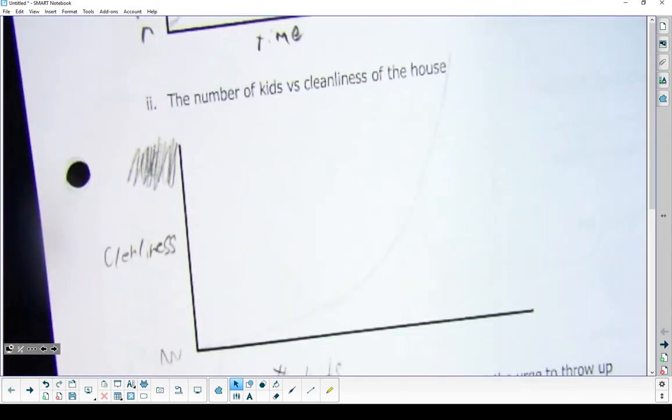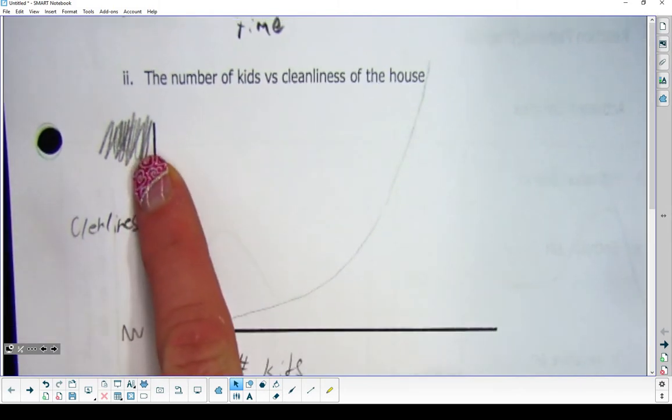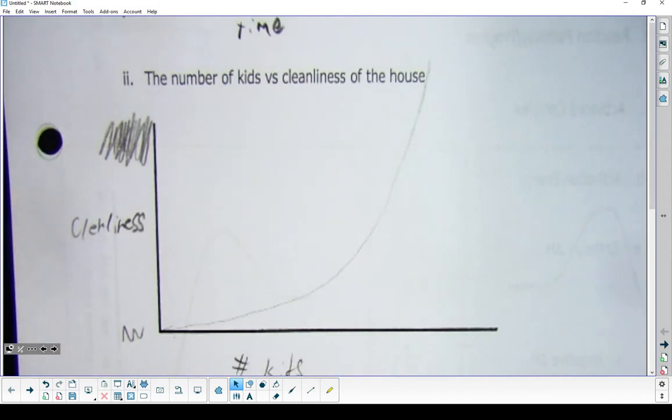All right. Okay, let's go to the next one. The number of kids versus cleaning. Let's have Samuel. Why don't you come up and share yours? It just kind of grows at an exponential rate. To dirty or clean? To dirty. Ah, so that means dirty? Yeah. Okay. Darker lines. All right, thank you.